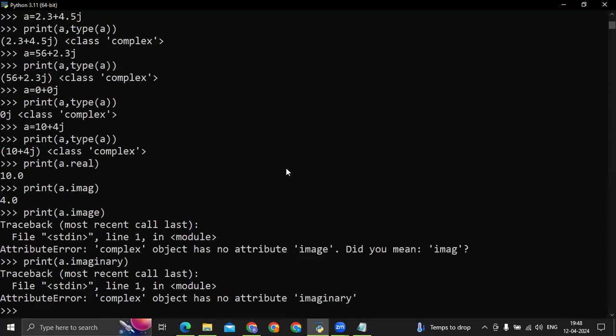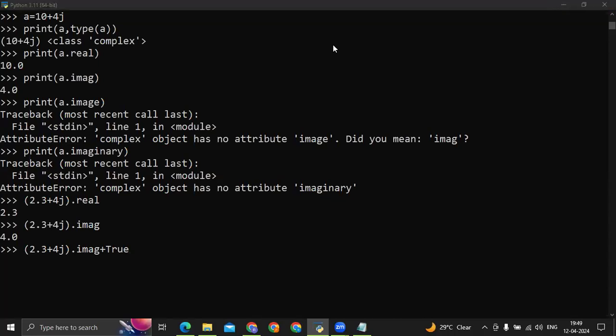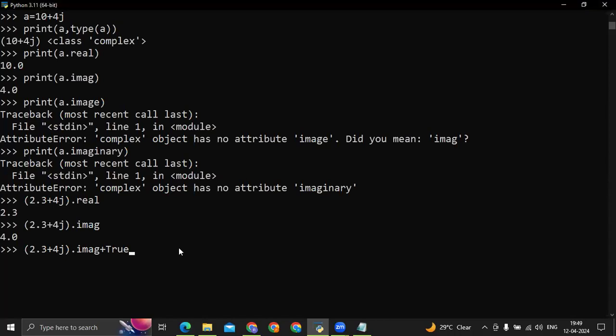Now, let me write 2.3 plus 4j dot imag, 4.3. Now, if I write point imag, now I'm writing plus. Tell me, students, what will be the answer? Very good. It's 5.0 there because internally its value is a floating point value.